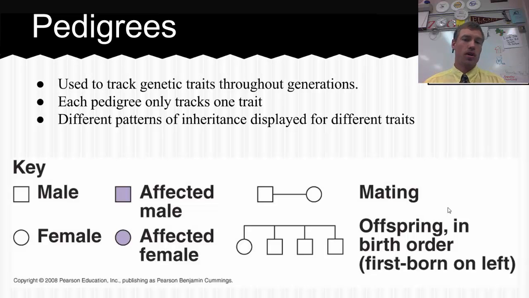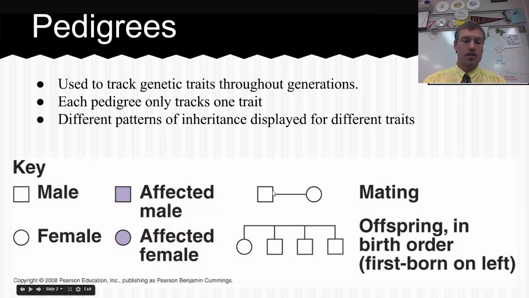Pedigrees only track one trait, so we can only look at one thing at a time, and we're going to have different kinds of patterns of inheritance that are going to be displayed for different traits. And this is just a key for what this is going to look like. So we've got our males, which are squares, females are circles. If it is affected, so if the trait that we're looking at is present, then that will be a dark circled in. It'll be colored in.